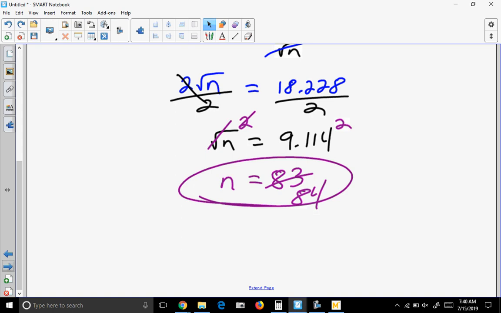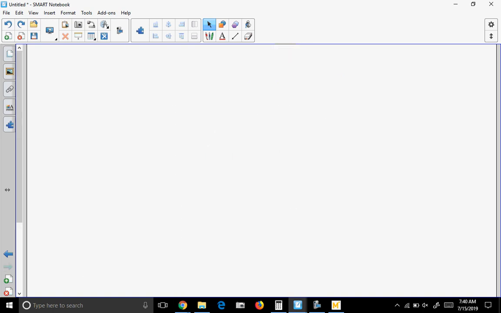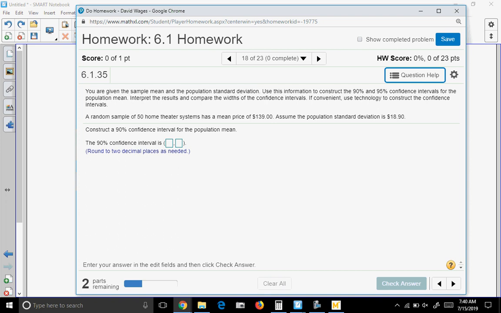All right, let's take a look at another one. Let's look at this one. You're given the sample mean and the population standard deviation. Use this information to construct the 90% and the 95% confidence intervals for the population mean.